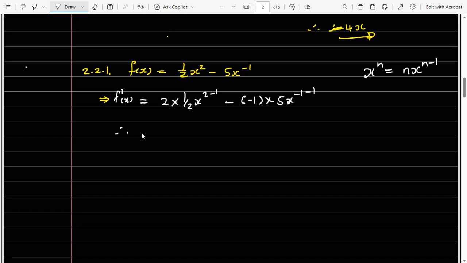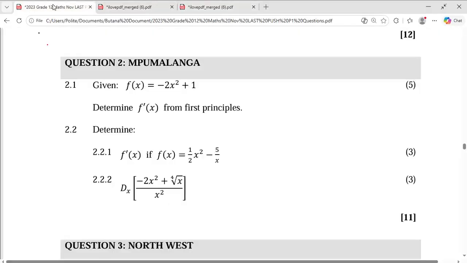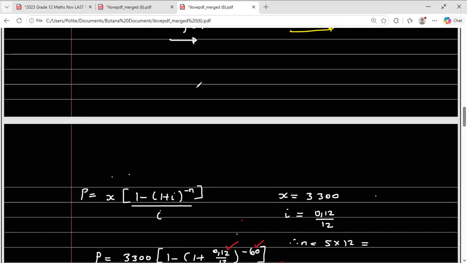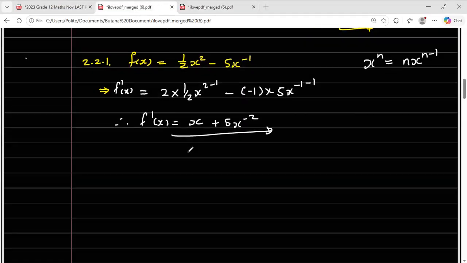So therefore, what is the final answer? f prime at x would be, the 2 cancels, I'm left with x, and then this is plus 5 x to the power minus 2. Then this is your derivative. Let's look at what we have on the next one. So this is very special. Dx, I'll explain. Let's rewrite that question. Then I'll definitely explain how that works, okay?